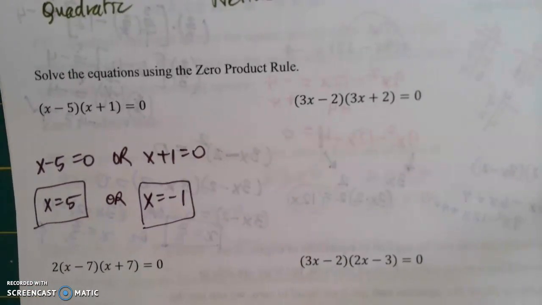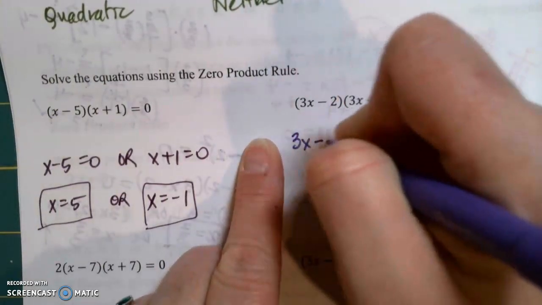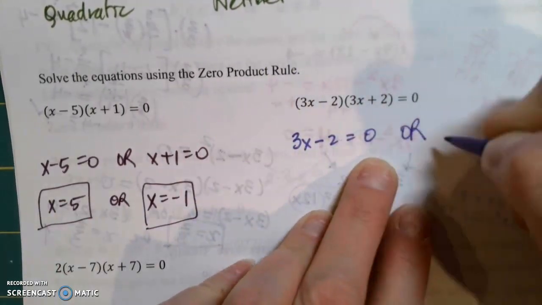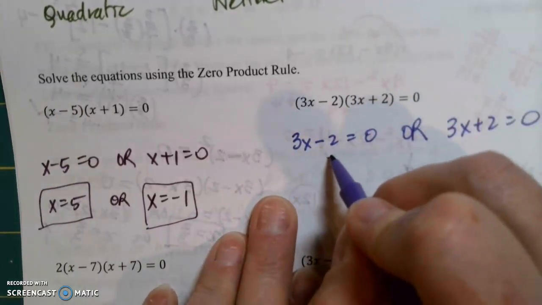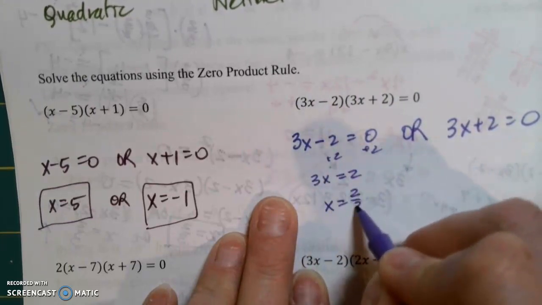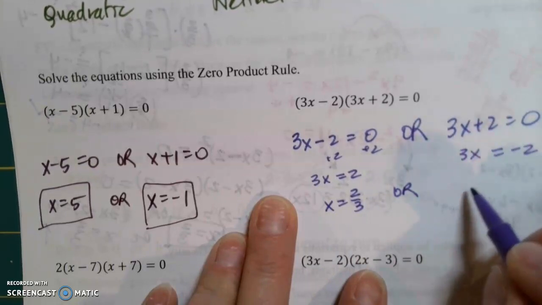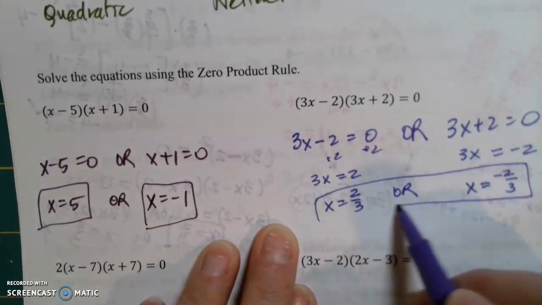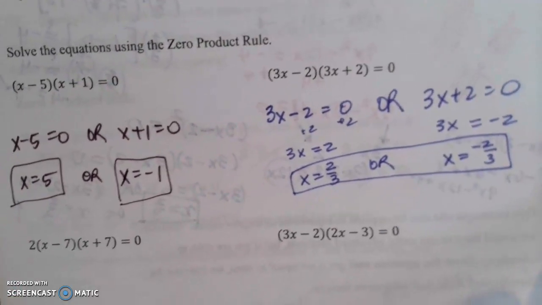Okay, next one there on the right. So 3x minus 2 and 3x plus 2. It's already separate factors equals 0. So that one equals 0 or that one equals 0. And here we'll add 2 to both sides. So 3x equals 2. So x is 2/3. Or, over here we'll have 3x equals negative 2. And x is negative 2/3. Those would be the two possible solutions for that one.